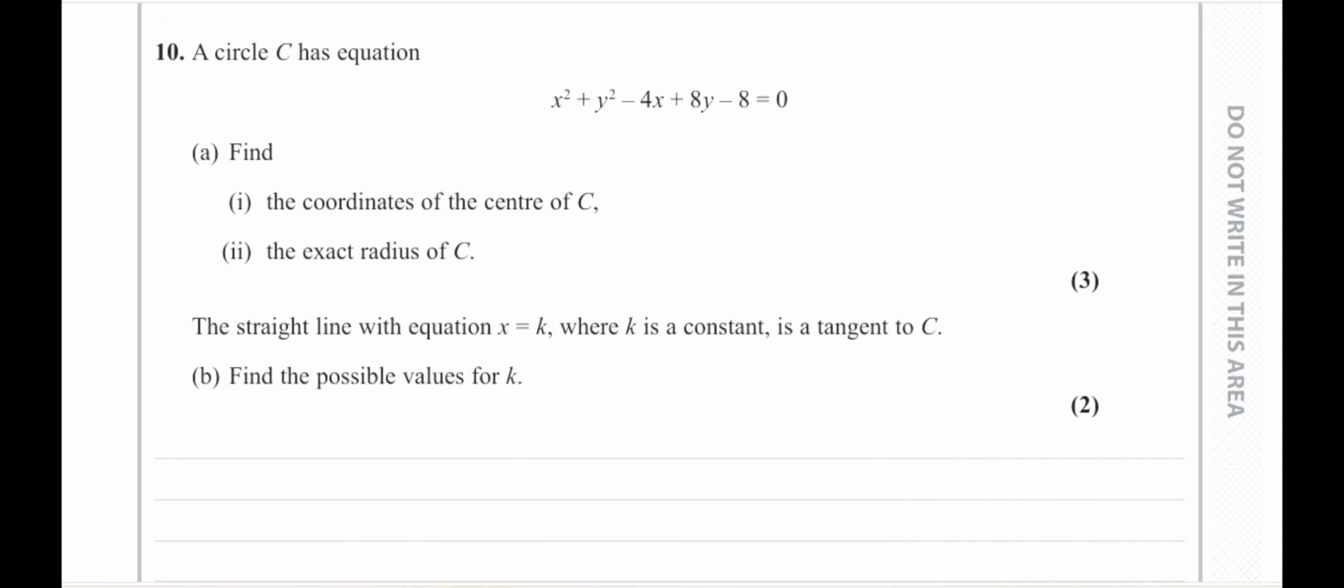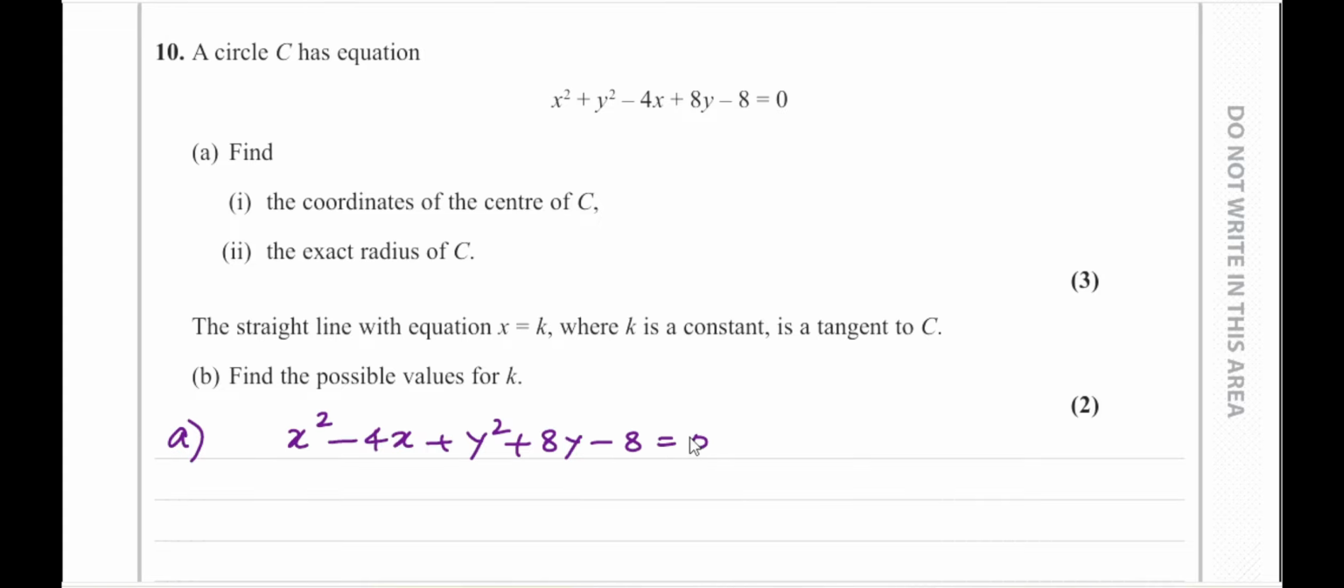Question 10. A circle C has equation x square plus y square minus 4x plus 8y minus 8 equals 0. Find the coordinates of the center C, the exact radius of C. Okay, so in this kind of questions, what we need to do is complete the square. So x square minus 4x plus y square plus 8y minus 8 equal to 0.